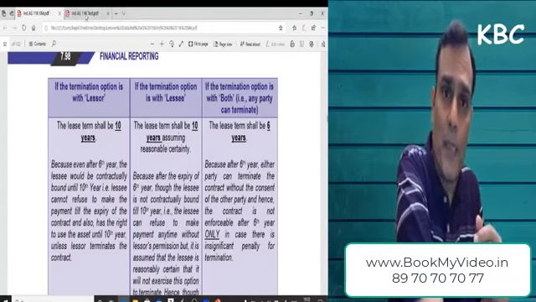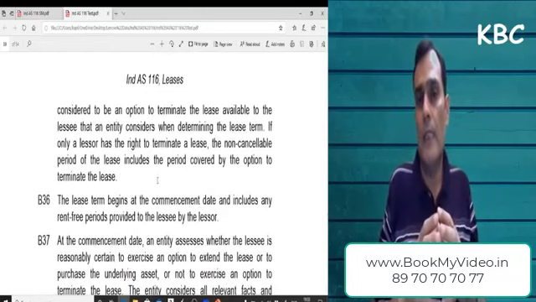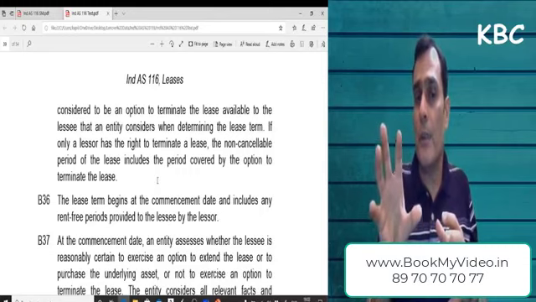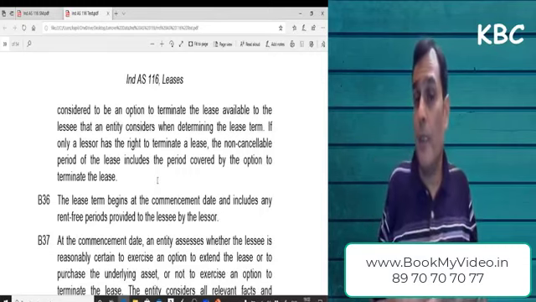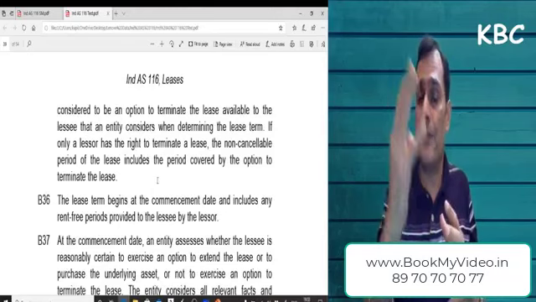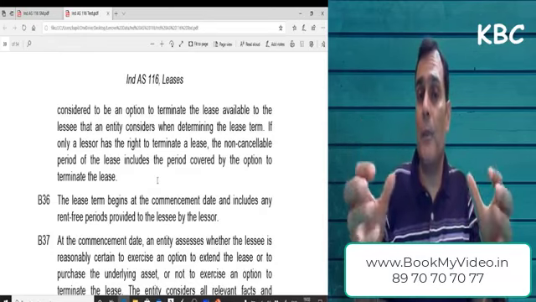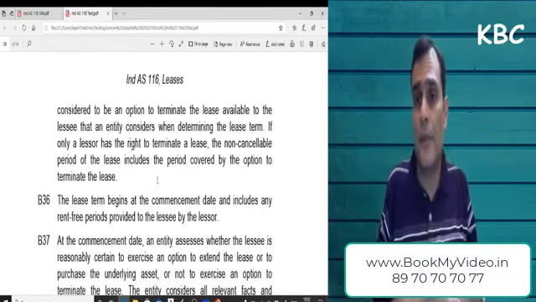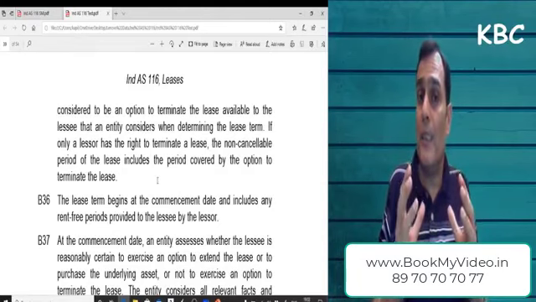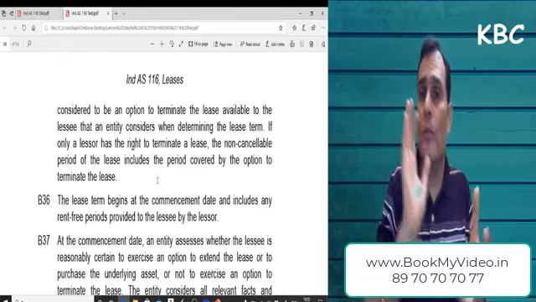And I think if you go back to the para number B35, look at the last portion of B35. If only a lessor has the right to terminate, the non-cancelable period includes the period covered by the option to terminate. What is the period covered by the option to terminate? 4 years. 6 years is the non-cancelable period. He says the non-cancelable period will include the periods covered by the option to terminate. So, if the option to cancel is with the lessor, in that particular case, we will include that 6 plus 4, that makes it 10.